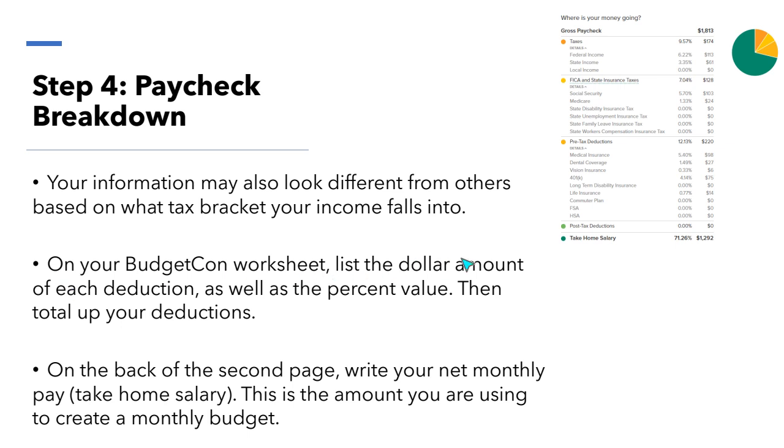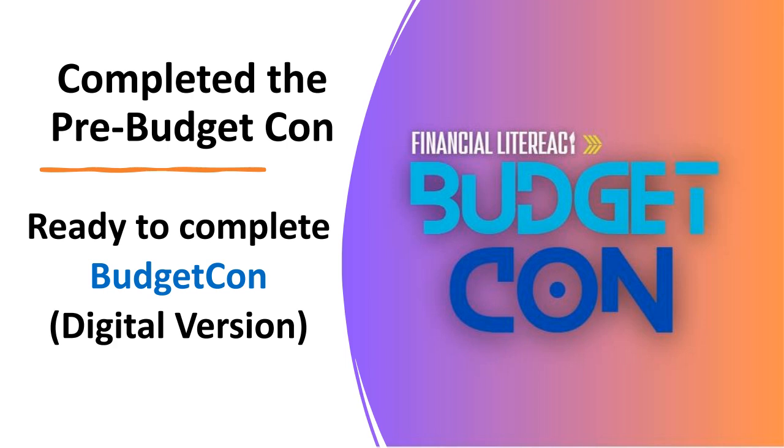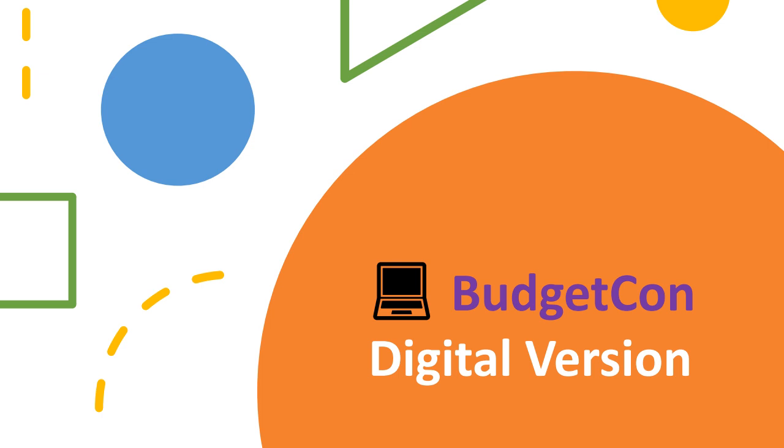On your BudgetCon worksheet, list a dollar amount for each deduction, as well as the percent value. Then total up your deductions. On the back of the second page, you'll type in your net monthly pay, your take-home salary, and this is the amount you'll be using to create a monthly budget. So after all your deductions are made, you will make your monthly budget from that. All right. So now that you've completed the pre-BudgetCon activities, you are ready to move on to BudgetCon, the digital version.